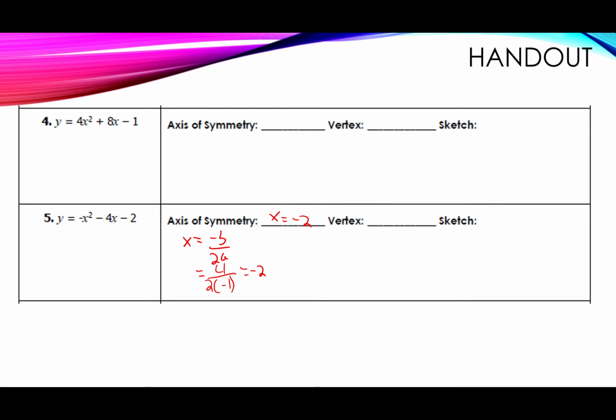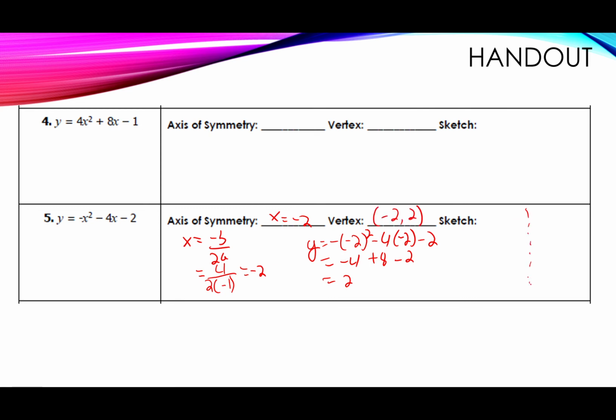Then for my vertex, I'm just looking for my y value when x is negative 2. So negative times negative 2 squared minus 4 times negative 2 minus 2. Negative 2 squared is 4, but then that negative sign makes it negative again. So it's negative 4 plus 8 minus 2. Negative 4 plus 8 is 4. 4 minus 2 is just 2. So the vertex is negative 2, 2.